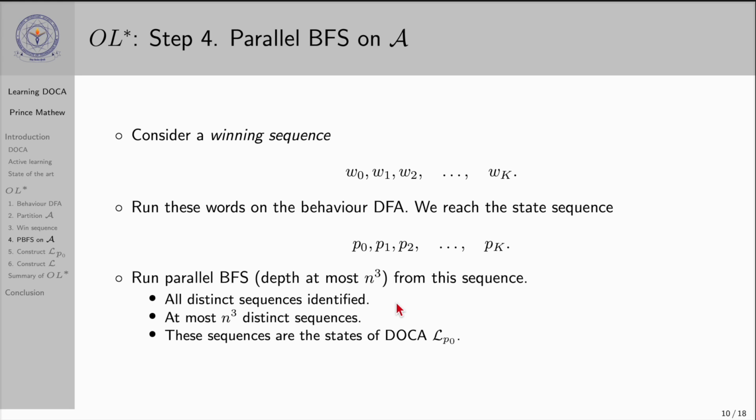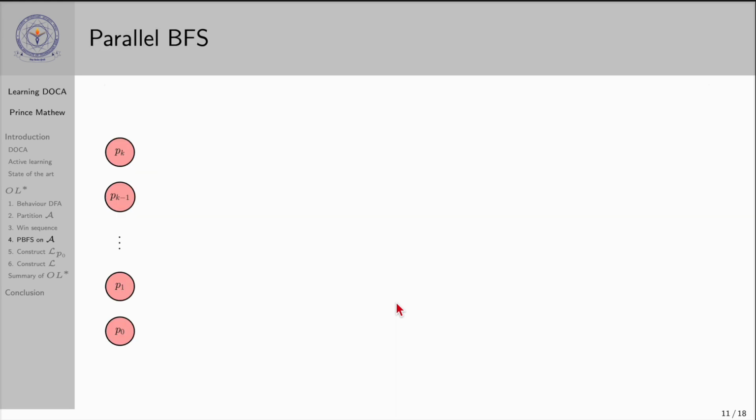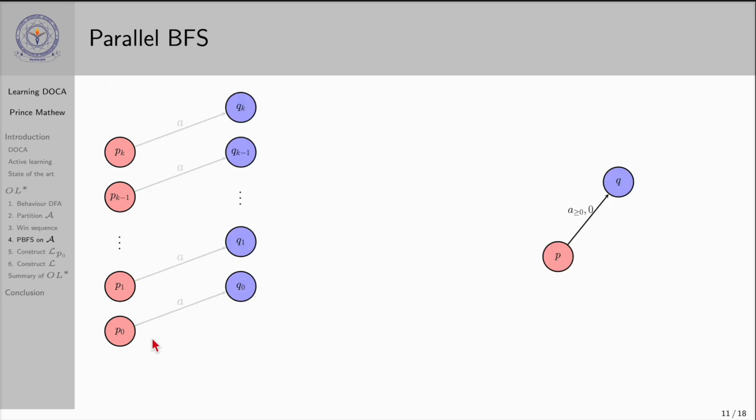So we will see an example and you will have a better understanding. So let's say you are starting from the sequence P0, P1 up to Pk. This is the first winning sequence that we have identified. Now you run a parallel breadth first search from this. So you read A simultaneously from all of the states. Let's say you reach another sequence of states. Let's say you reach Q0 to Qk.